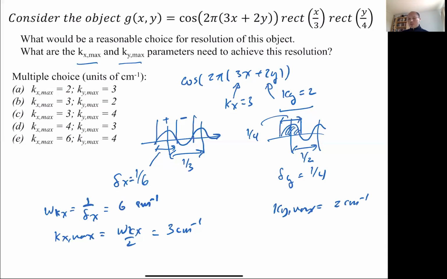Okay. So that's one way you can do it. The other way you can do it is you can just look at the highest frequency that you need to be able to capture, which is 3 and 2. And so that would also be another way of figuring out what the KX max and KY max are.